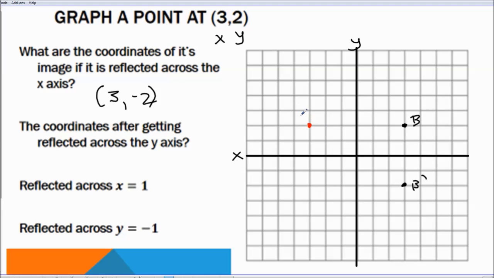Now, what are we going to name that point? We can call it B something. We got B prime. Let's go B double prime. Okay, and there we go. And the coordinates for that. How do we get there from the origin? Left 3, up 2. So -3, up 2.